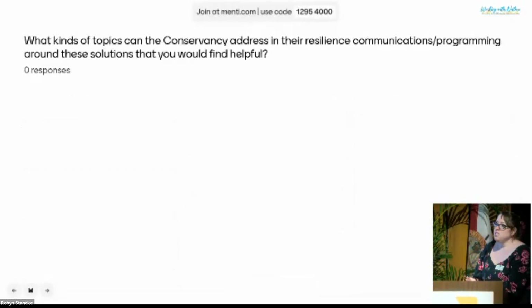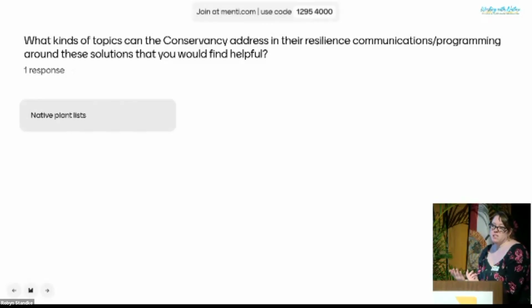This is for us specifically, just to help us understand, as we continue to put out resources and continue to do this work, what kinds of topics do you think the Conservancy can potentially address in our communications and our programming around these solutions that you would find helpful? This also helps us think about, for those of you that know the Conservancy as an organization, what might make sense in our role for us to be able to talk about in our communications and our programming.